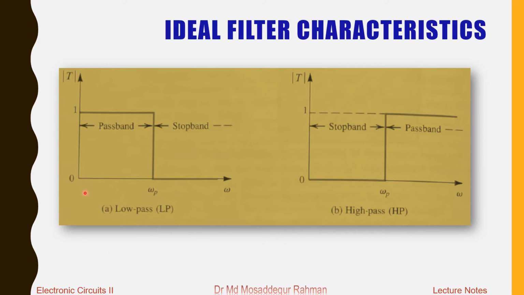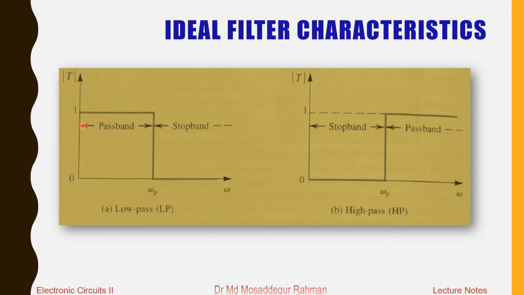First, this one is for the low pass filter. The low pass filter will allow the signals of low frequency to pass through, and there is a certain cutoff frequency here, denoted by omega p. P stands for pass band. Up to frequency omega p, this filter will allow the signals to pass through. So any signal having a frequency from 0 to omega p will be able to pass through the filter circuit.